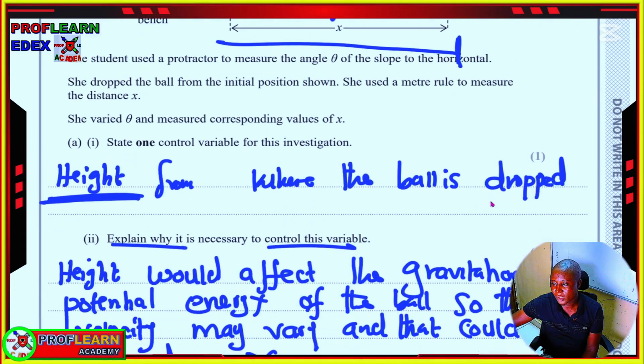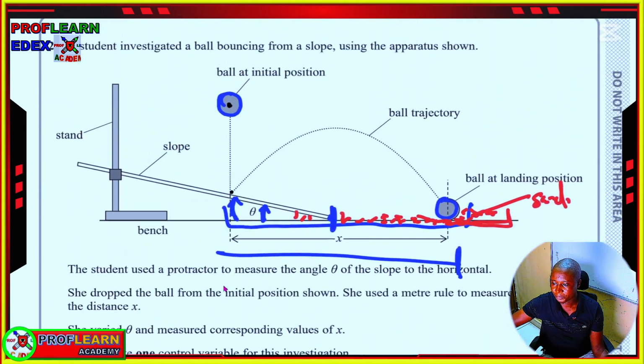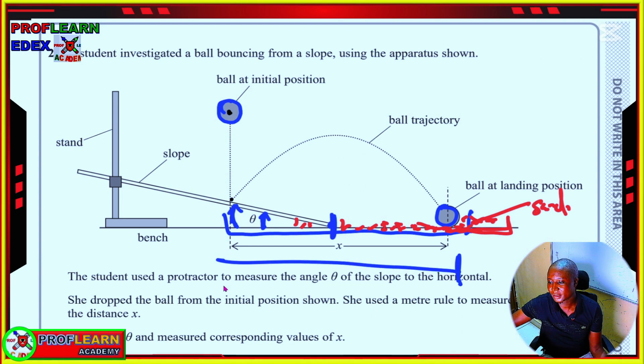The height from where the ball is dropped should be kept constant, because the height can affect the gravitational potential energy of the ball, so the impact velocity may vary, and that could affect the distance in the horizontal direction. One of the challenges that students said whenever they are performing such an experiment is that sometimes they have a challenge to judge where the ball finally falls.